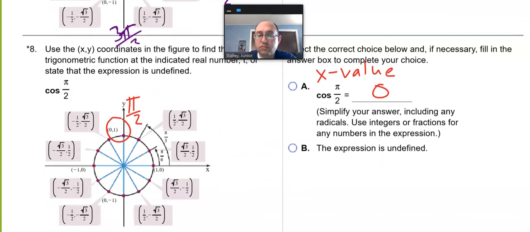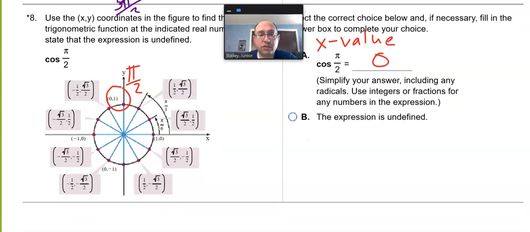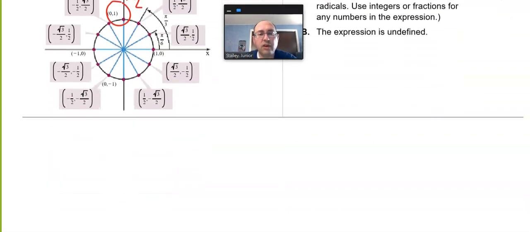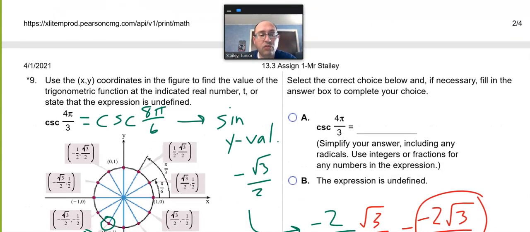Okay? Now they ask me for the x value, cosine of pi over 2. X value is 0. Done. There's nothing more to that question, folks. You're just looking for the x value. You have to find the location on the circle, and then you have to identify.